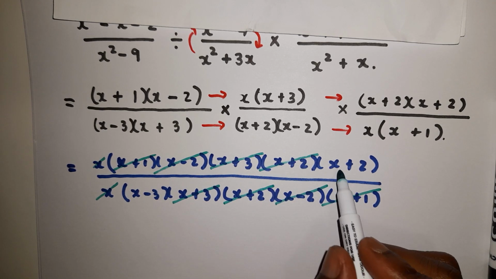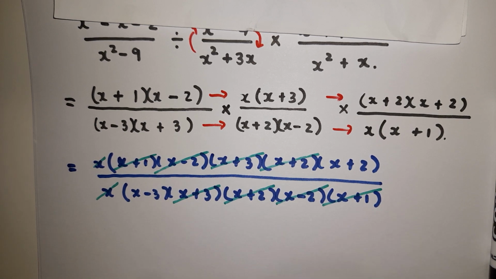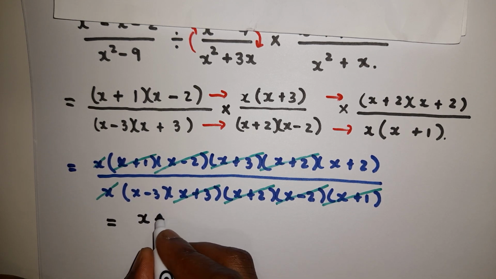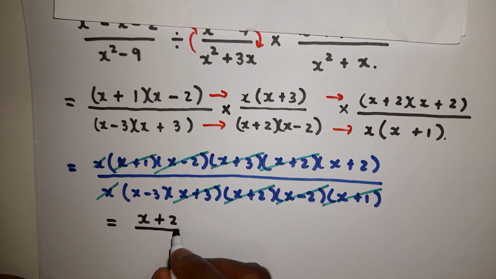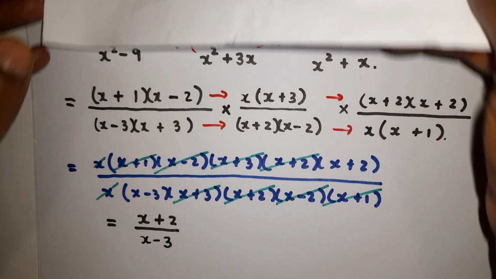Now what am I left with on the numerator? x plus 2, but I don't see it on the denominator, so that's what's left on the numerator. I will have it down as it is. On the numerator, I'm left with x plus 2. Then I go to the denominator, nothing cancels with this one, so I'm left with x minus 3. Then that's about it. 15 marks just like that.